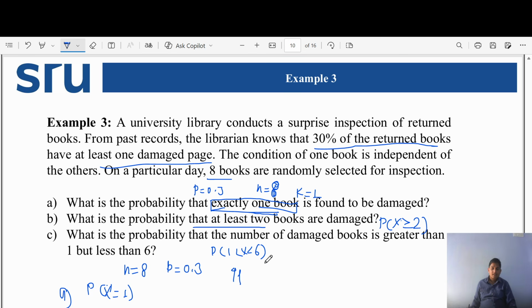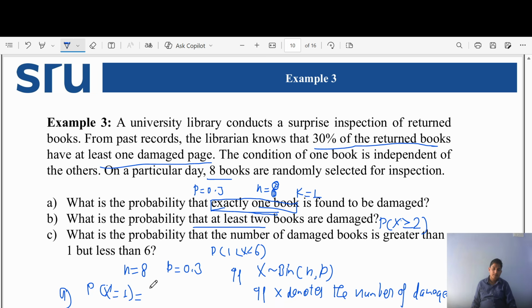So if capital X follows the binomial distribution with parameters n and p, and X denotes the number of damaged books, then P(X = k) is nCk, which means 8C1, times p to the power k, p being 0.3, with k equal to 1, times 1 minus 0.3 to the power n minus k, which means 8 minus 1.